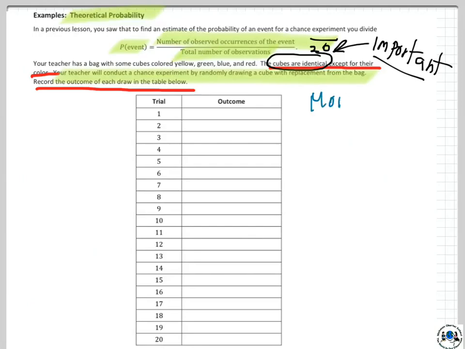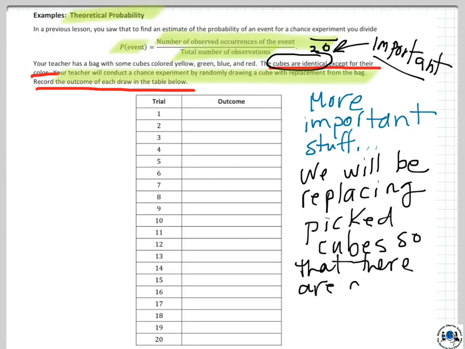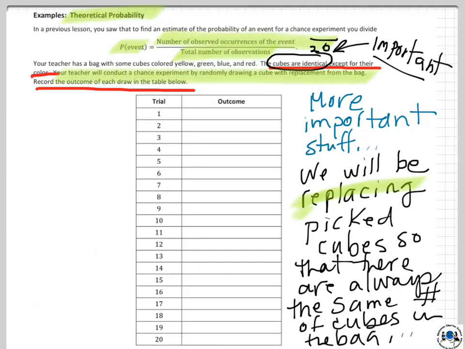Important point here. We will be replacing picked cubes so that there are always the same number of cubes in the bag. This idea of replacement, the way we state it statistically, is usually "with replacement." That means I put my hand in there and I pick out a red cube. I am not going to keep it out, because if I did keep it out of the bag, what would that do to my chances of picking a red cube?